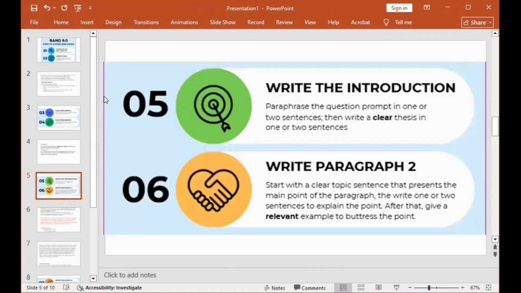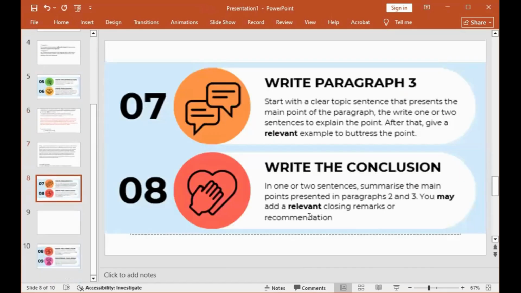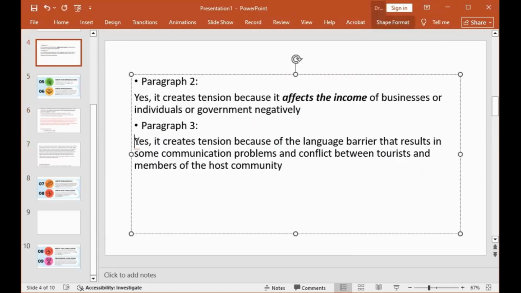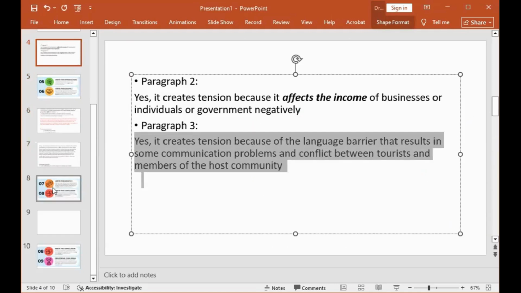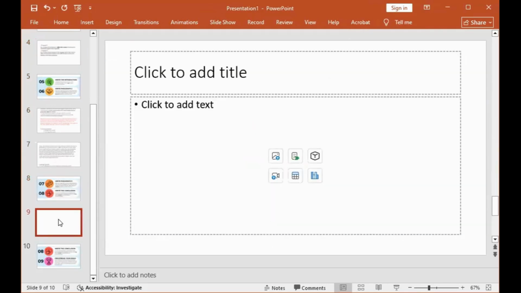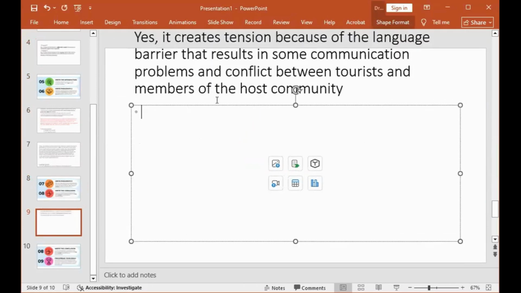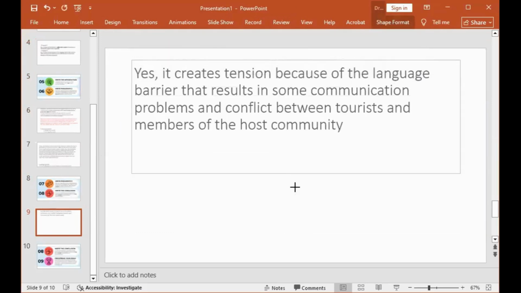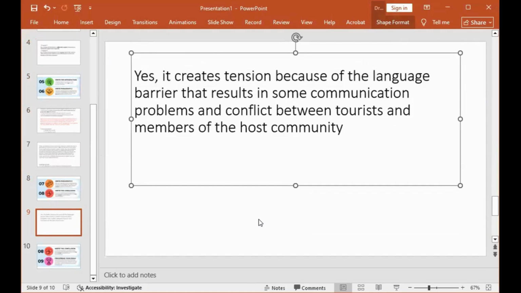Now, paragraph 2, the instruction says same thing with paragraph 2. Next one is paragraph 3. Start with a clear topic sentence that presents the main point of paragraph 3 and write 1 or 2 sentences to explain. So let's go back to our plan. Where's paragraph 3? Okay, see paragraph 3 here. So this is paragraph 3 that I want to do now.